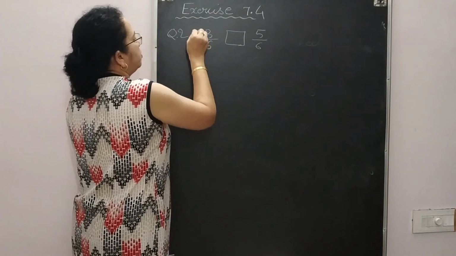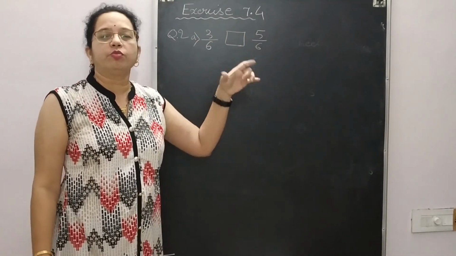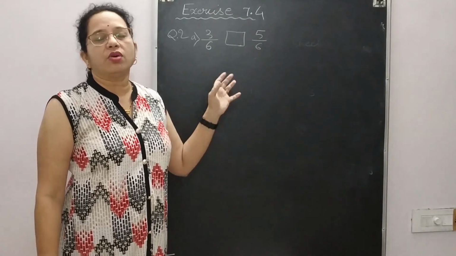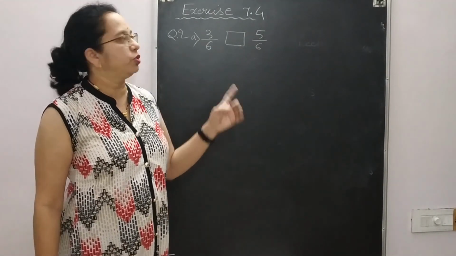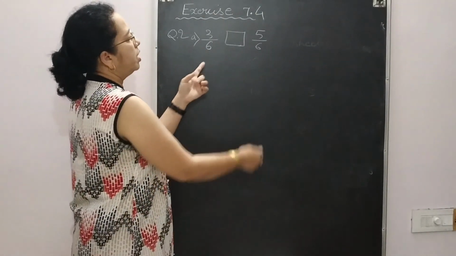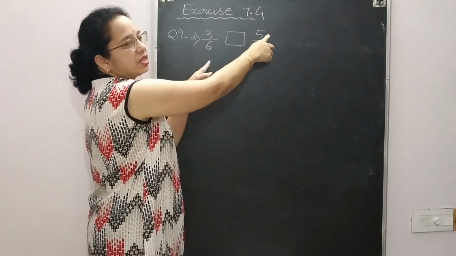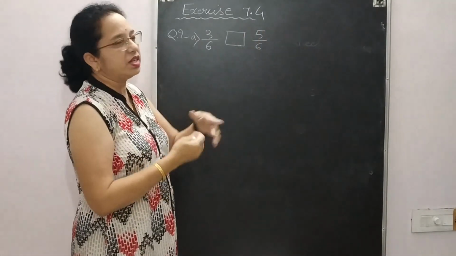I gave you many methods. When the denominators are the same, what to do; when the numerators are the same, what to do. And to avoid confusion, you can directly do cross multiplication. Here these are like fractions, denominators are the same. So which one is greater? 5. So 5 by 6 is greater.